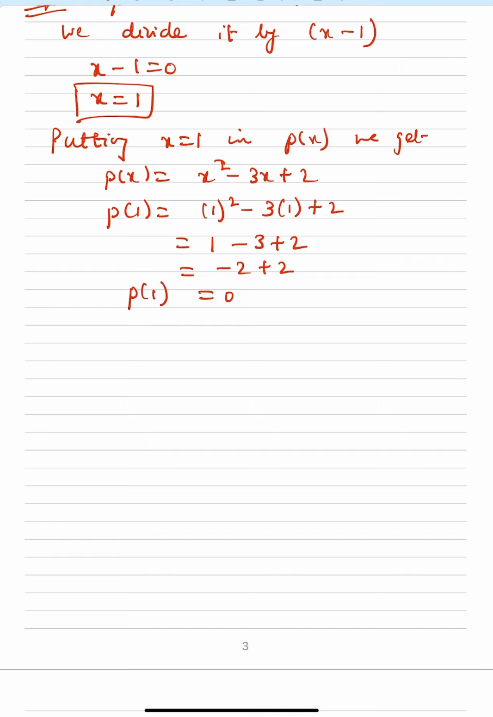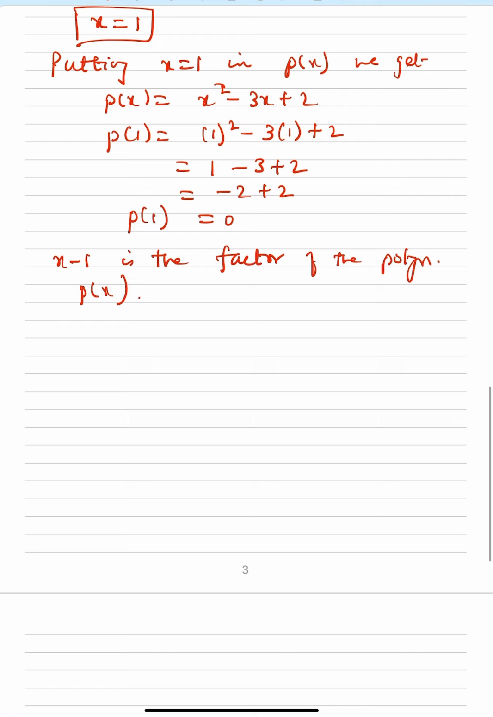Correct? You got it now? According to the remainder theorem, yes, I can say that x minus 1 is a factor of the polynomial p of x. Correct? This way we do. Now let me check it. Let me do the division like this also: x square minus 3x plus 2 divided by x minus 1.